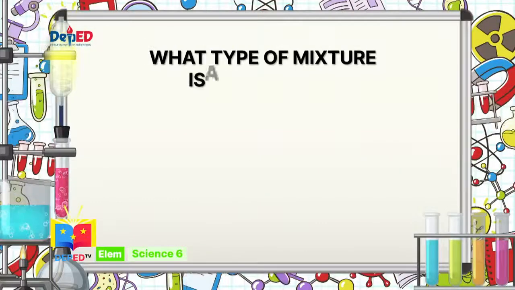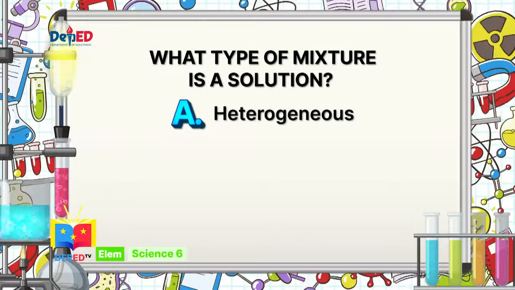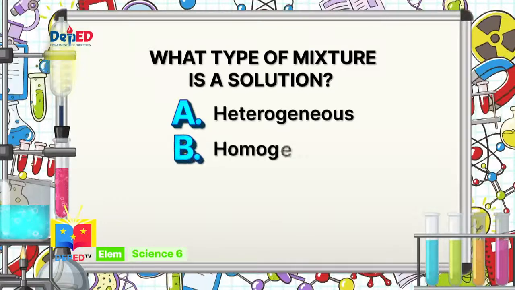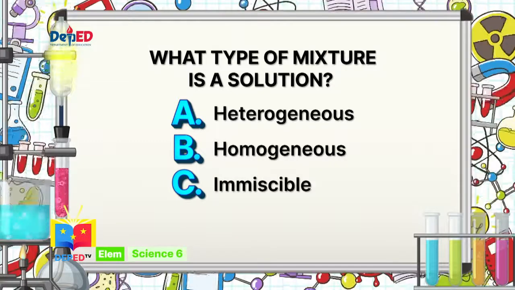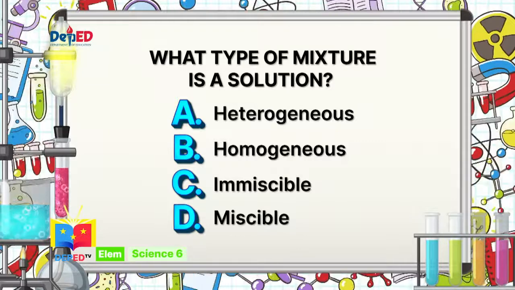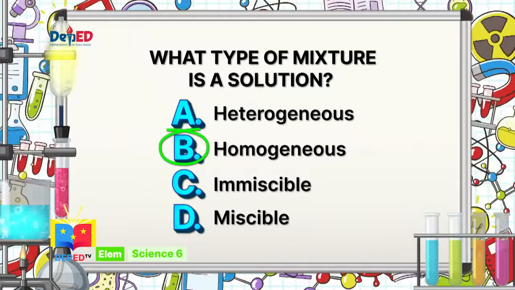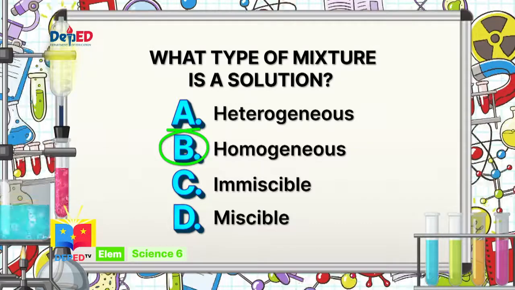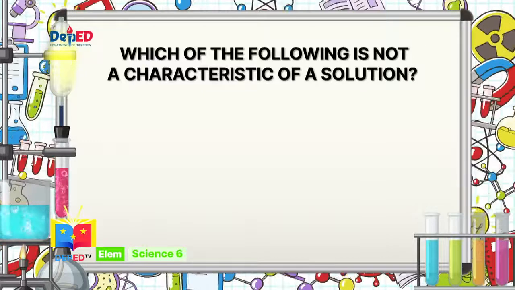Number 1. What type of mixture is a solution? A. Heterogeneous. B. Homogeneous. C. Immiscible. D. Miscible. The correct answer is B. Homogeneous.